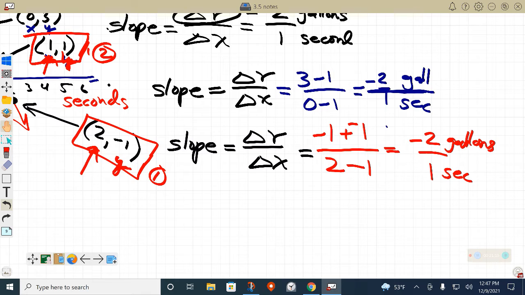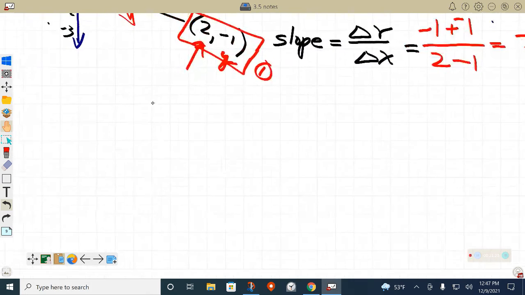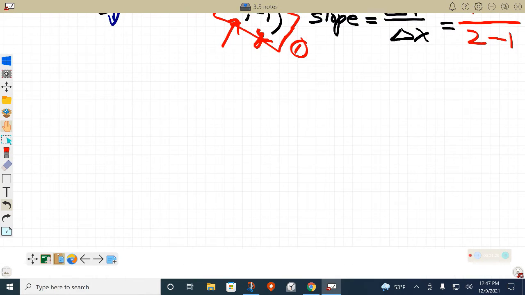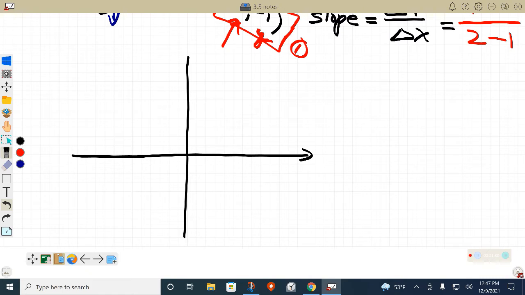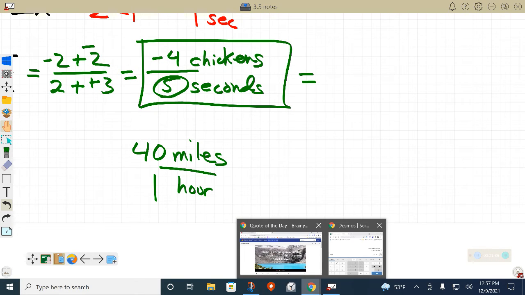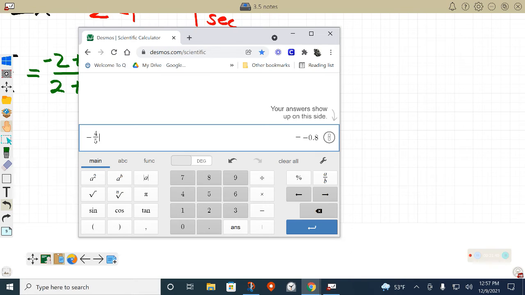Last but not least, one last example. You can do your head puzzle. Give me one more graph here. I'll get that. Copy that down. So -4 chickens per 5 seconds. You divide it, it's -0.8 chickens, almost a full chicken, not quite. If you chop one chicken into 10 pieces, it's 8 of them for every second.